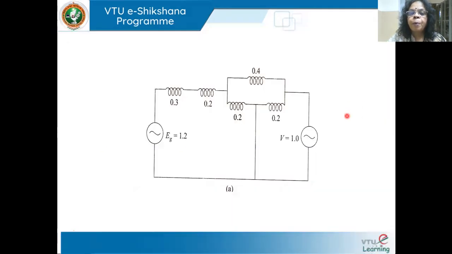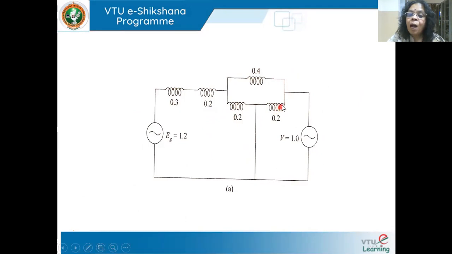Next, during the fault, what happens? A fault occurs at the midpoint of one of the lines. So this is the network. I have the generator, reactance is 0.3. I have the transformer, reactance is 0.2. I have one line, it is 0.4. And the fault is at the midpoint of another line, so it divides it into 0.2 and 0.2.